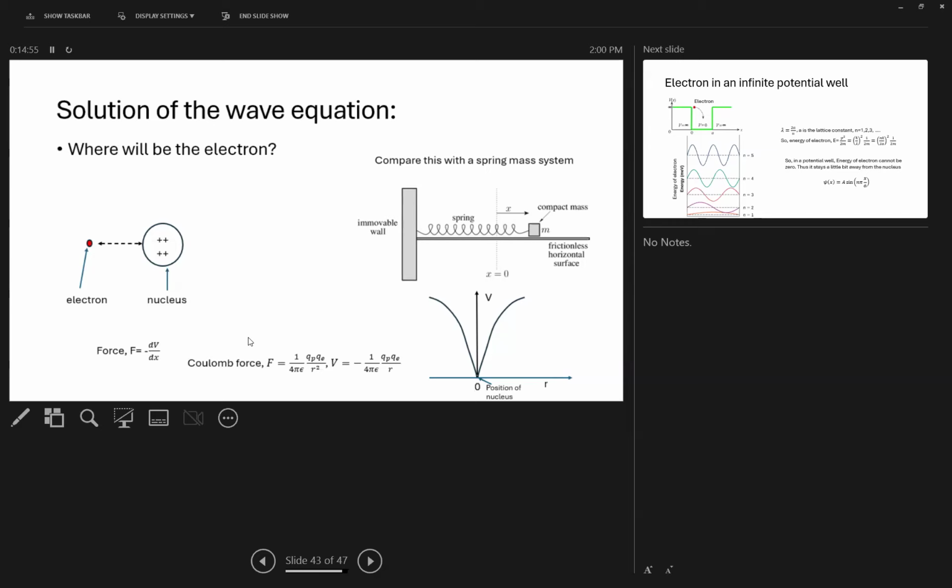So we can draw like this. Let's say this is your position coordinate R, and the y-axis is your potential. Then I know that when R is 0, the corresponding potential energy is negative infinity. And when R is infinity, then potential energy is 0. So it would look like the following.